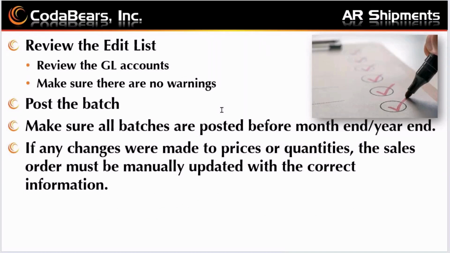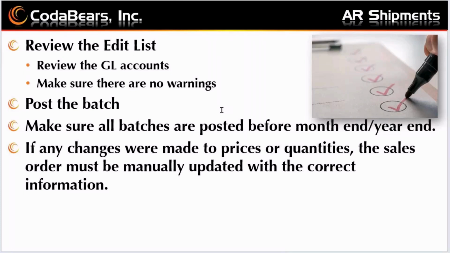Next step before you post is review the edit list. It's your last chance to review the general ledger accounts to make sure that everything has been billed correctly, that you have the right customer. Make sure that there are no warnings in your batch. If you have a warning, it will in fact tell you that there is a problem. Okay, go back, and before you post the batch, I forgot to put in here, you might want to print your invoices, and/or if you snail mail them, if you PDF them to your customers, make sure you get the PDFs out of the system. So once the edit list is good, then print your batch of invoices, and then if everything still looks good, post the batch.